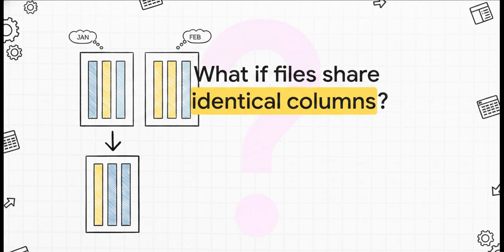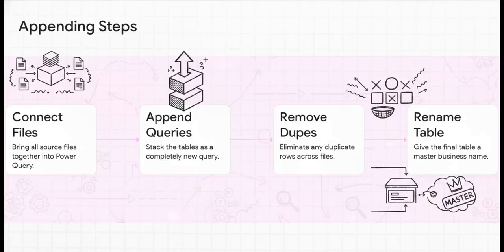They have the exact same structure. Merging makes absolutely no sense here, right? You don't want to add January's columns next to February's. You want to stack them. This is exactly where we use the append feature.